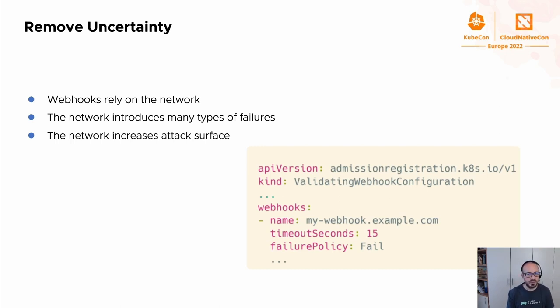But what if you wouldn't have to worry about that? And this is actually the case when you run all these rules or these policies straight in the API server, because you suddenly get rid of a bunch of failure scenarios.